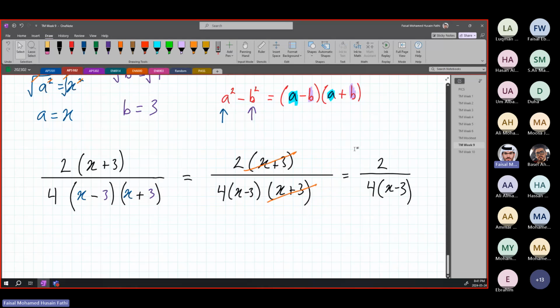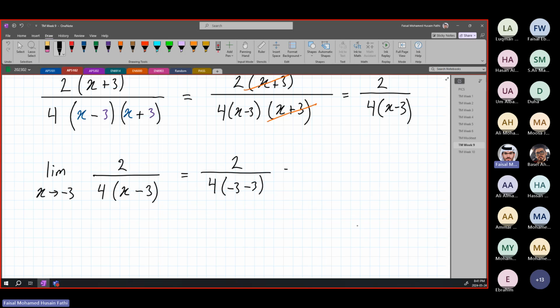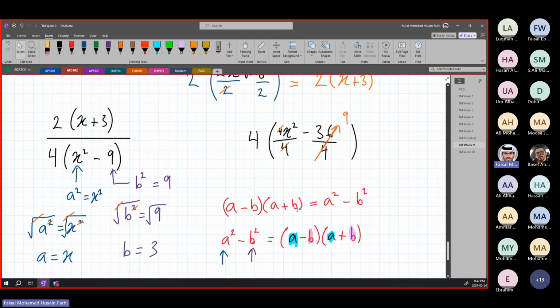Once we reach this step, we simplify, and now we can find the limit as the question asks, which is the limit as x approaches 3 of 2 over 4 times (x minus 3). We substitute: 2 over 4 times (minus 3 minus 3), which is 1 over 12, minus 1 over 12, yes. Okay, so minus 1 over 12. Just put it in the calculator and you will find it. Okay? Is this clear? Again, a very quick recap.